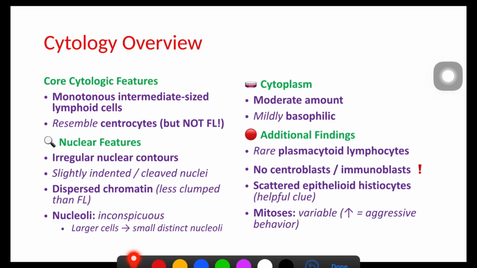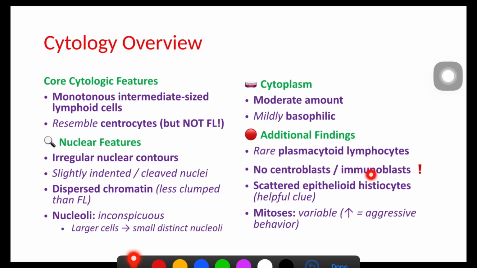Cytological features: these are intermediate size lymphoid cells, resembling centrocytes but not like follicular lymphoma. There is irregular nuclear contour, slightly indented and cleaved nuclei, dispersed chromatin which is less clumped than follicular lymphoma, and nucleoli are inconspicuous, but larger cells may show small distinct nucleoli. The cytoplasm is moderate in amount, mildly basophilic. Additionally, rarely you can find plasmacytoid lymphocytes.